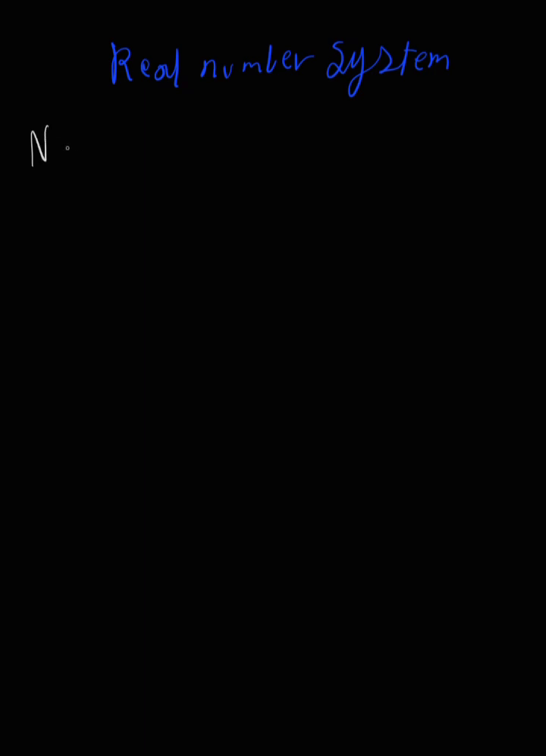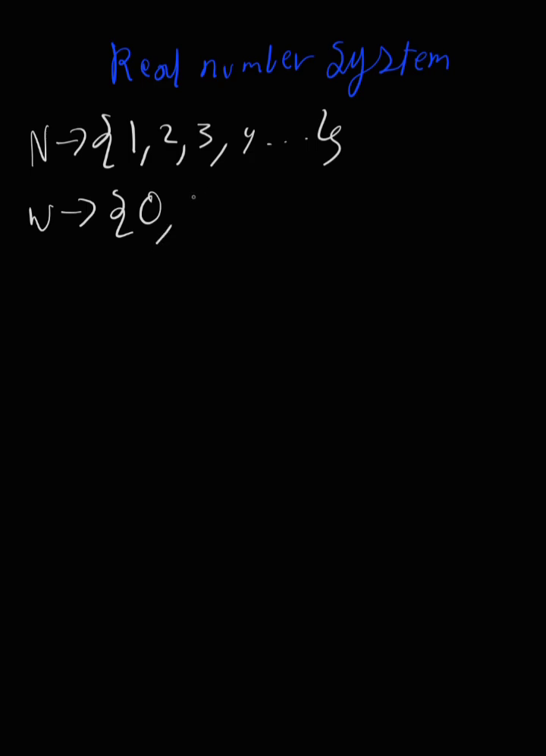First is the natural numbers. Natural numbers are those which are 1, 2, 3, 4, and so on. These numbers are generally used for our counting, right? So they constitute the natural number set. Then there is the whole number. Whole numbers are also natural numbers, but they include the number 0. So 0, 1, 2, 3, 4, and so on and so forth.